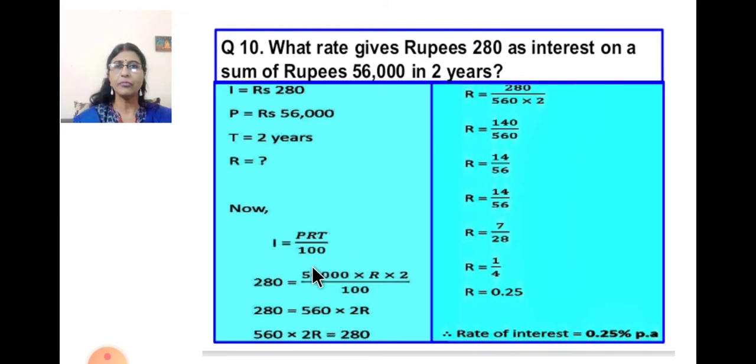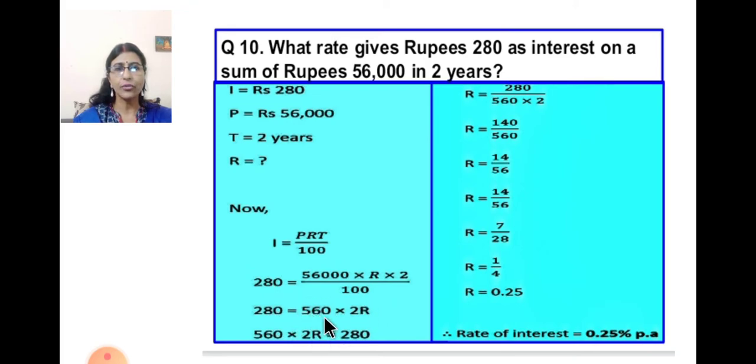And then we'll write the formula: I is equal to PRT upon 100. And then the next step, we will substitute the values. In place of I, we will write 280, that is equal to, and principal is 56,000, which is written into R. R we don't know, so we'll write R multiplied by, in place of T we will write 2, upon 100. And then we'll reduce this. This 0 will be cut, this 0 will be cut, so you'll get 560 into 2R. And here on the left side we will write 280.